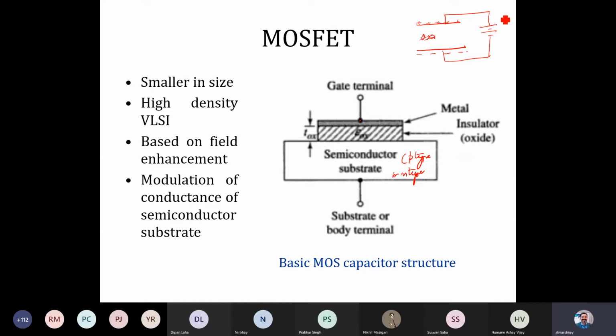So you can understand this as a voltage being applied. This is your oxide insulator, and then instead of a plate, now you have a semiconductor substrate, right? So now what we are going to understand: when we apply a certain voltage here, whether it's positive or negative, what's going to happen?